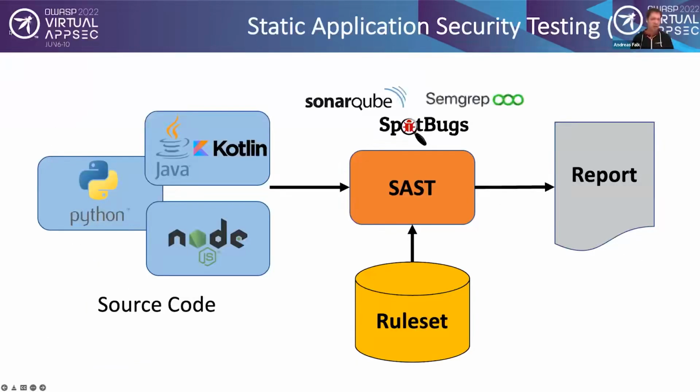So the number one thing that I see in most projects that is already being performed is static application security testing. Here you have your source code. Then you run that source code with some tool that checks the source code against some rule set. And there are different tools available like SonarQube and SpotBugs, especially for Java. Semgrep is a tool that can cover lots of different programming languages. And at the end, you get a report listing flaws and also security issues in your source code.